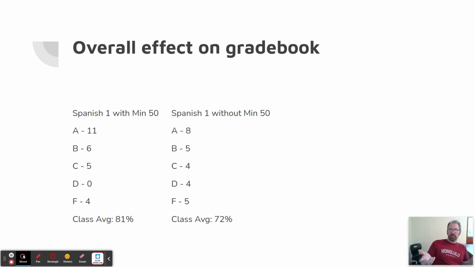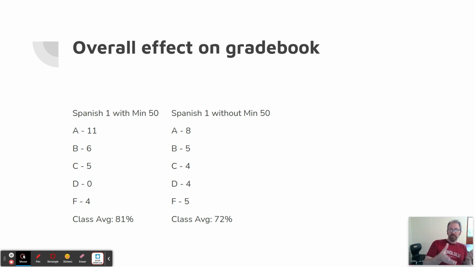So if you're wondering, fellow teacher, how did that affect your gradebook? Averages aren't really that big of a deal. It doesn't necessarily mean that much, but it's always a question we ask each other. So this is how it affected it. We're going to look at 4 Spanish classes. 3 of them were Spanish 1, and 1 of them was a Spanish 2 class this semester.